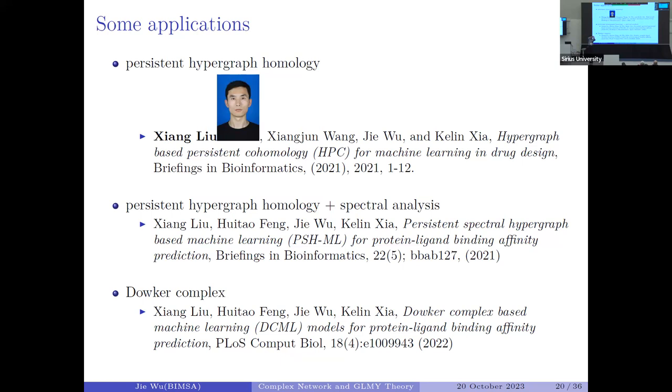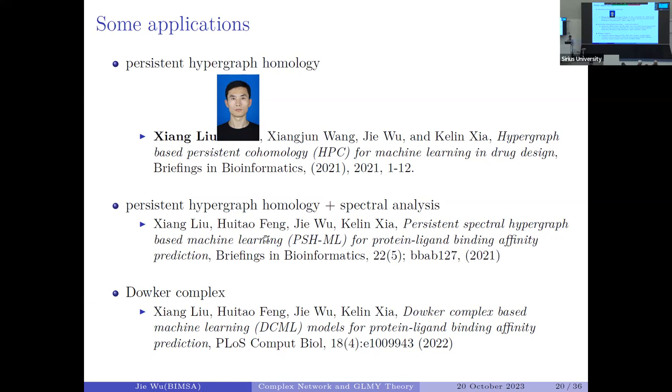So then you have the proteins, so there are a lot of atoms, right? And the ligands, so we look at the interaction. We choose our method to construct a hypergraph and then apply homology theory as the topological feature, and then do prediction. They compare with the other methods, right? It turns out to get the best result.